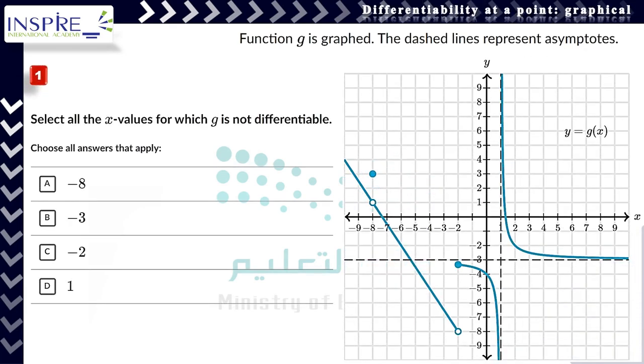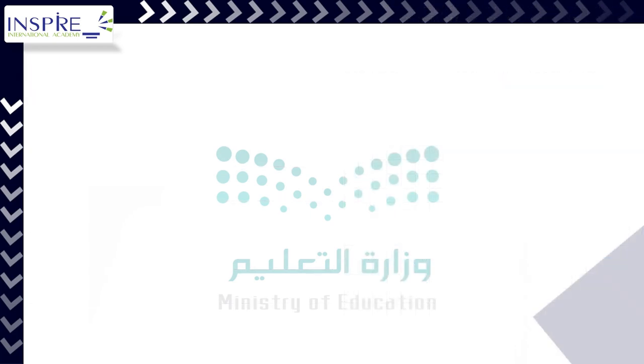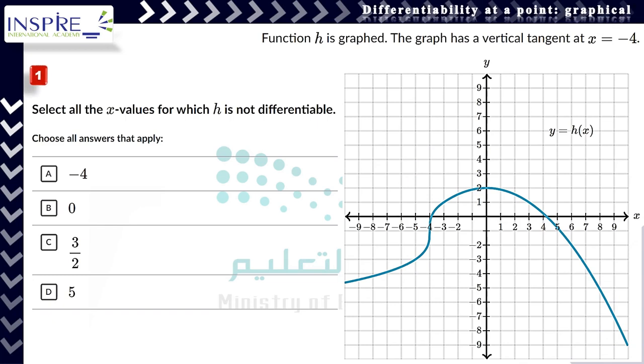Okay, at first it's discontinuous at -8, discontinuous at -2, discontinuous at 1. That's it. We have -8, -2, and 1. All of these are not differentiable. Okay, it's continuous, but it includes a vertical line at x is equal to -4. So at x equal to -4, it's not differentiable.